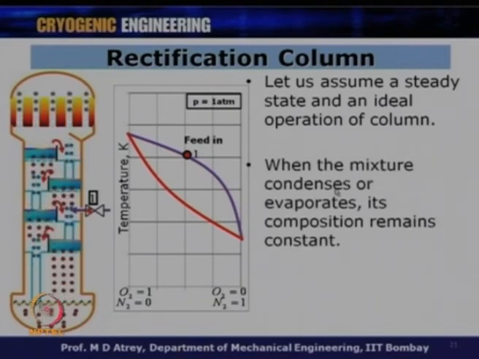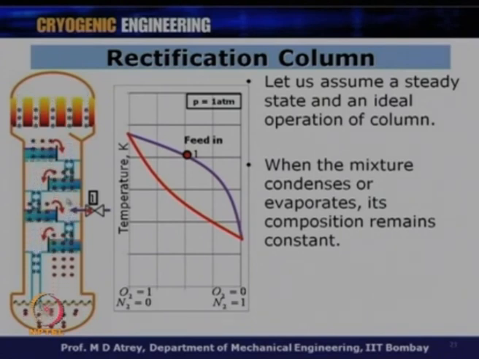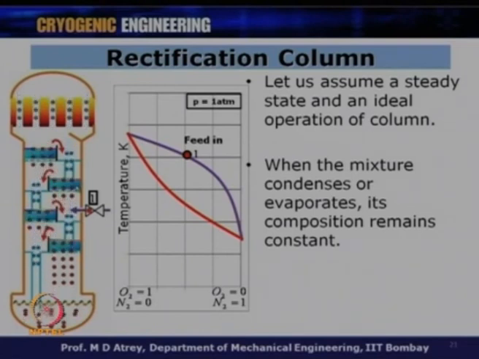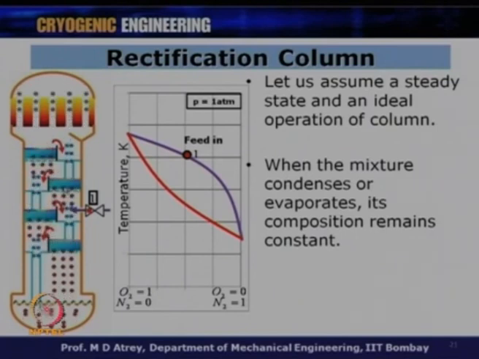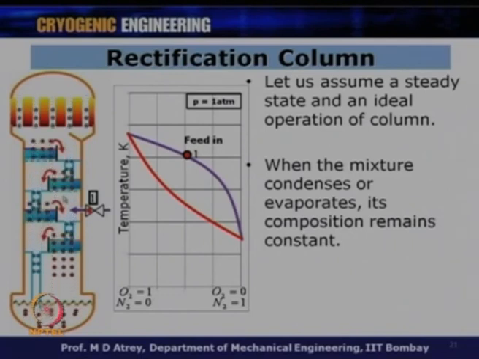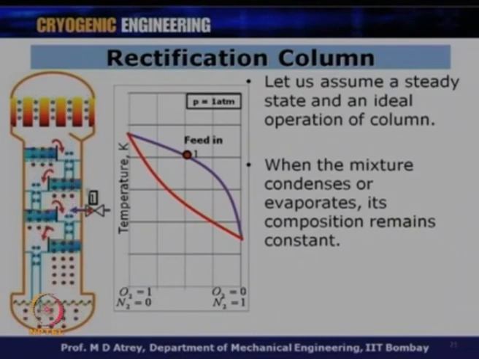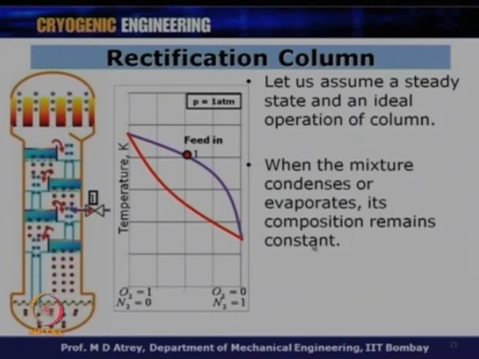What will happen when the mixture, or the vapor, enters at this point? This vapor will try to go up through these orifices through this liquid. Because the temperature gradient has already developed, the liquid on the plate above is at a lower temperature than the feed temperature at this point. So, as soon as the vapor enters this liquid, the vapor will get condensed. That means a phase transformation will happen, and when the mixture condenses or evaporates, its composition remains the same.